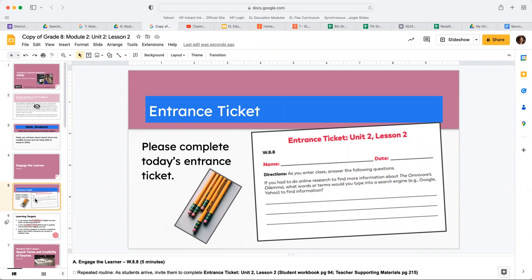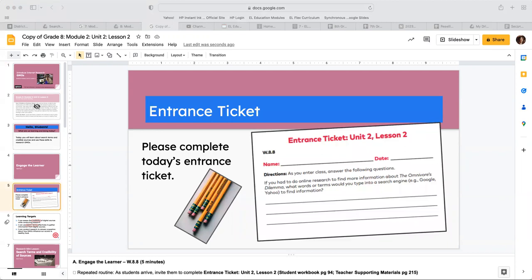The question asks, if you had to do online research to find more information about the omnivore's dilemma, what words or terms would you type into a search engine to find information? So go ahead and work through this now. Once you've finished, I want you guys to turn and talk with your elbow partner about what you wrote down, and then I will go over this with you.